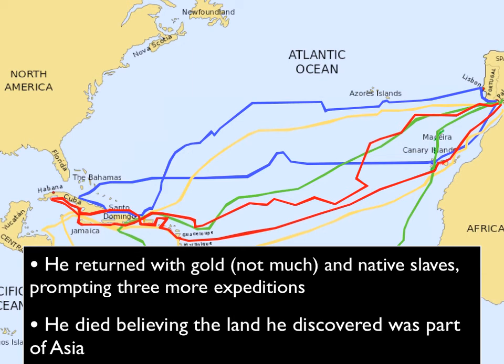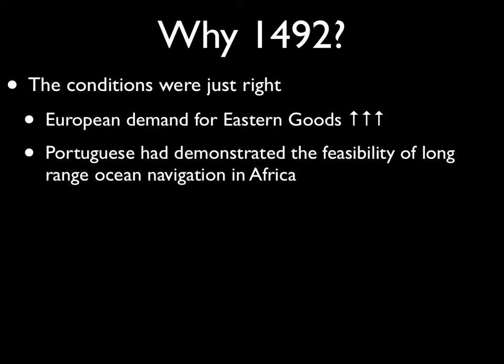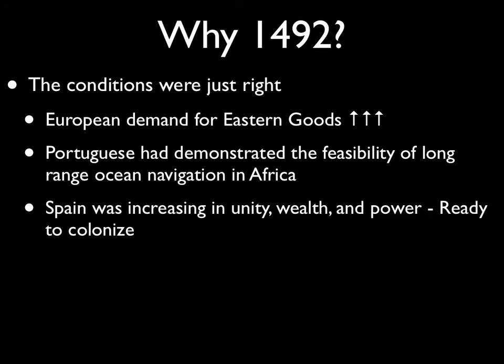So let's do a quick recap by focusing on the big question, why 1492? Others had reached the New World before Columbus, but their impact was minimal. In 1492, conditions were just right for a history-altering moment. First, European demand for Asian goods was at an all-time high. Europeans would go to desperate lengths to expand their trade routes to Asia. Second, the Portuguese had demonstrated the feasibility of long-range ocean navigation in Africa. Third, Spain was increasing in unity, wealth, and power under King Ferdinand and Queen Isabella. In other words, the conditions were right for Spain to become a colonial power.